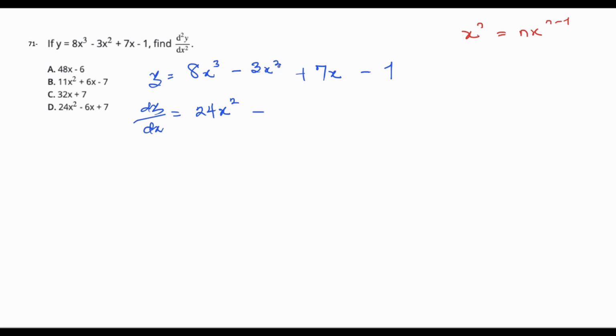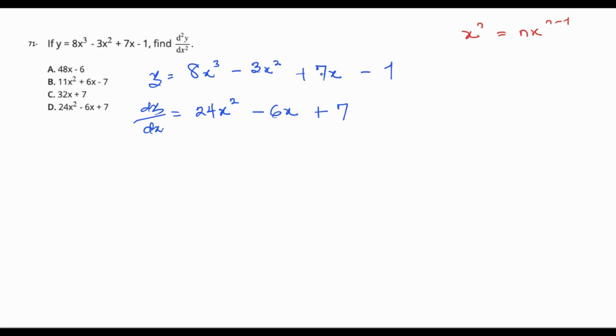So if we do the same here, 2 multiplied by 3 becomes 6. And 2 minus 1 is 1. So we leave it as 6x. And for 7x, our power here is 1. So 1 multiplied by 7 remains 7. But 1 minus 1 becomes 0. And anything raised to power 0 is 1. So the x disappears here.